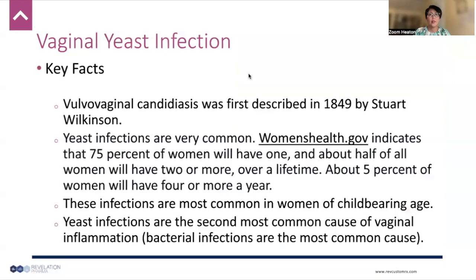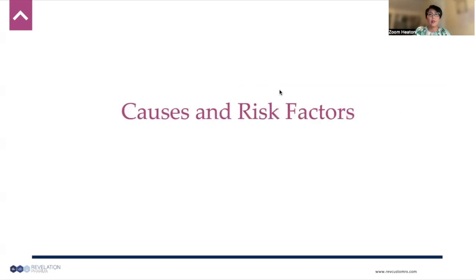Some key facts of vaginal yeast. Vulvovaginal candidiasis was first described in 1849 by Stuart Wilkinson, and they are very, very common. Women's Health.gov indicates that 75% of women will have one, and about half of all women will have 2 or more over a lifetime, and about 5% of women will have 4 or more a year. So this can be a chronic condition. These infections are most common in women of childbearing age, and they are the second most common cause of vaginal inflammation, where bacterial infections are the most common cause. So now let's go into causes and risk factors of these conditions.